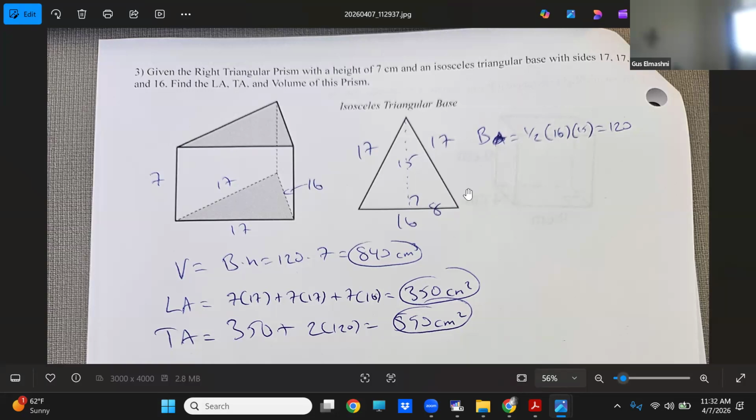For lateral area, I got lazy. I didn't find the perimeter, but it's fine. Well, actually, I got opposite of lazy. I did more work. But yeah, 17 plus 17 plus 16 is the perimeter, multiply by 7 and you get 350, and then add the lateral area to twice the base.